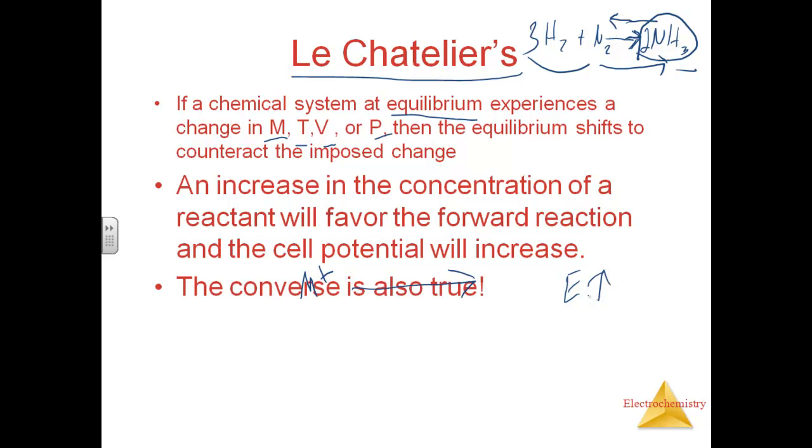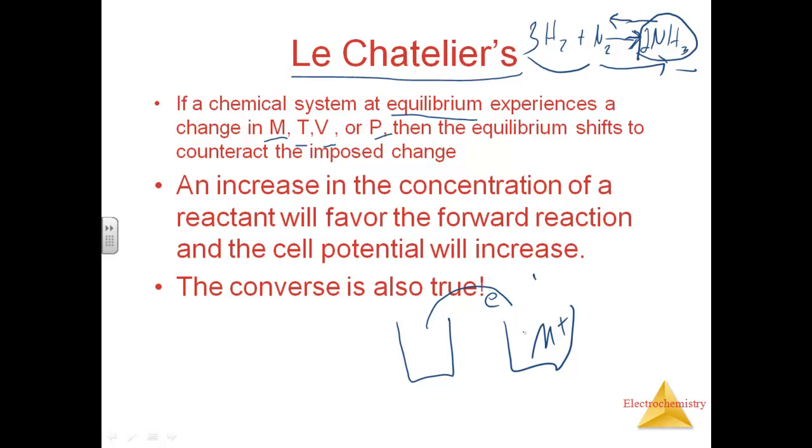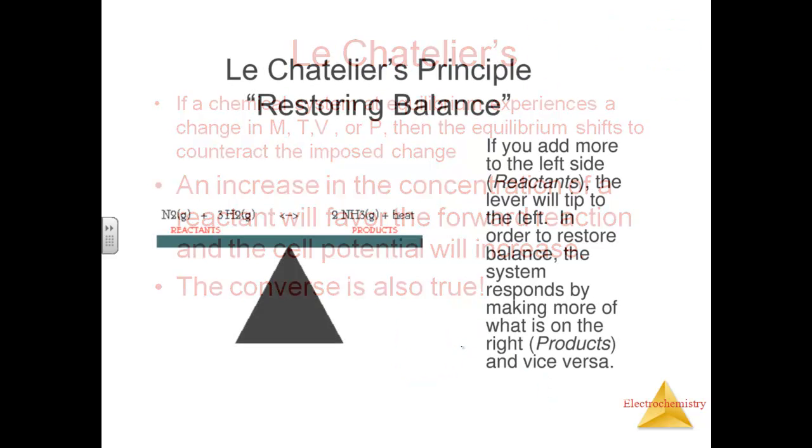On the other hand, the reverse is also true. So if I increase the concentration of the metal ion, and the electrons were flowing this way, right? And I increase the concentration of this, it's going to shift it back. Alright, so let's take a look at a specific problem where we can start to use this.